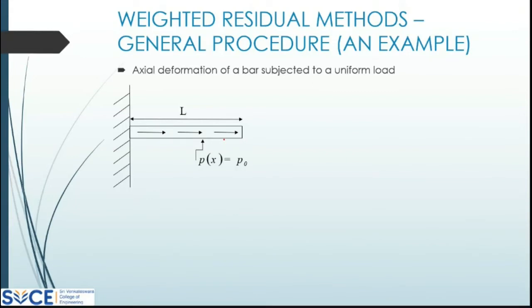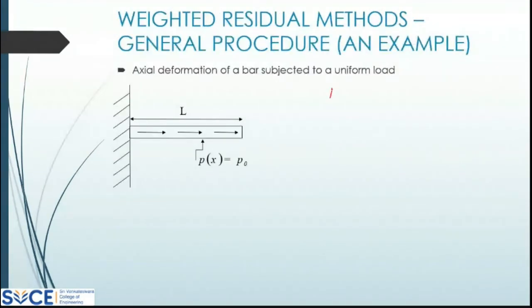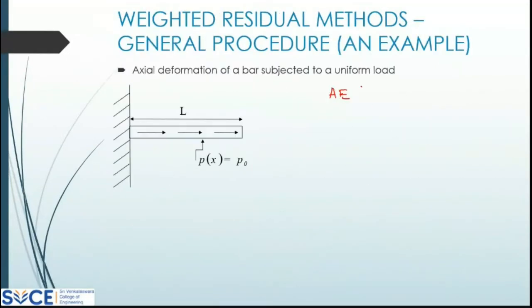So in that case, I can write this equation as A E, right? A is common because A and E are not varying. So d by dx of du by dx, which I can write as d square u by dx square, plus, instead of q of x, here you have p naught. So p of x is p naught, as they mentioned. So it is equal to 0. This is my differential equation for this particular problem. So I got my differential equation.